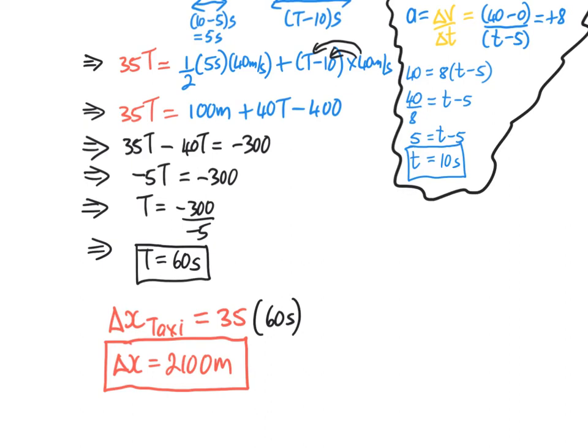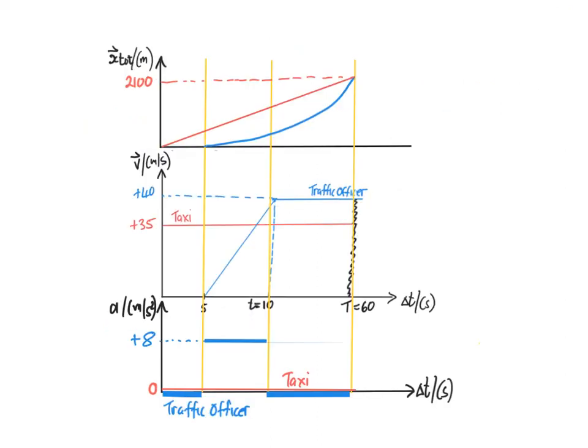We are going to use these values now to sketch the graphs of motion for the two objects. So we have already sketched this velocity time graph. We have determined that little t is 10 and big T is 60 seconds. Let's look at the acceleration versus time graph.